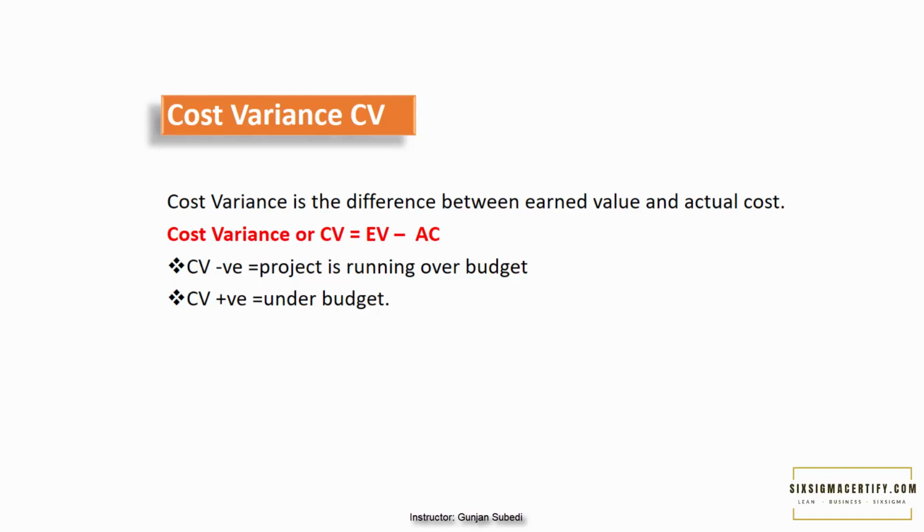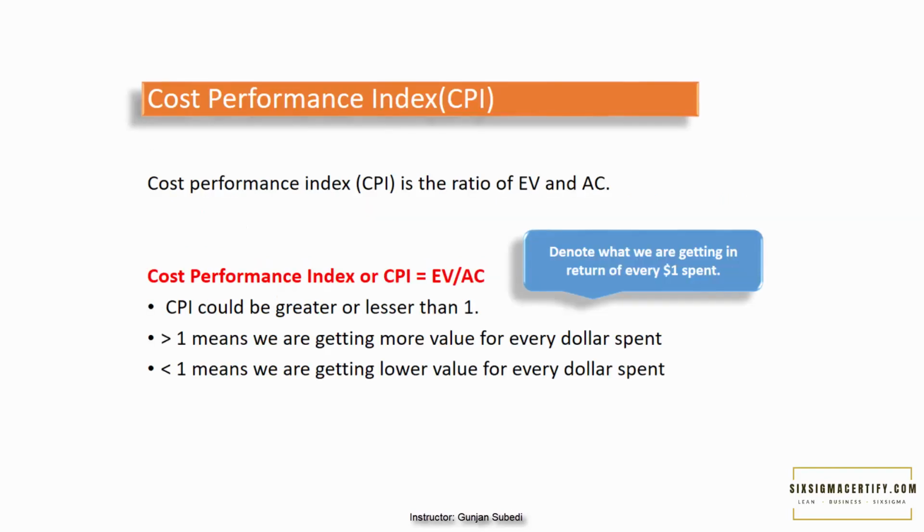When the value is negative, you should understand that the project is running over budget, and when it is positive, you should understand that you are under budget. Another term, Cost Performance Index or CPI, is the ratio of EV and AC. This means what we are getting in return of every dollar spent. CPI could be greater or lesser than 1. Greater than 1 means we are getting more value for every dollar spent, and less than 1 means we are getting lower value for every dollar spent, and it may bring us into problems as we may not complete the project due to lack of budgets.